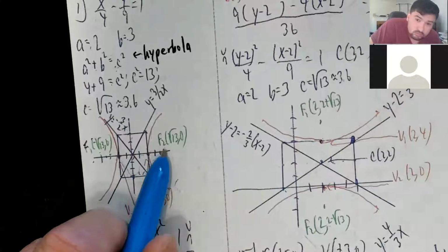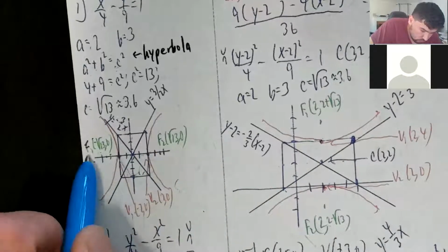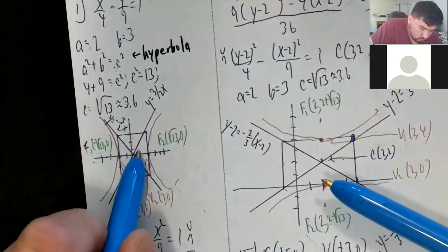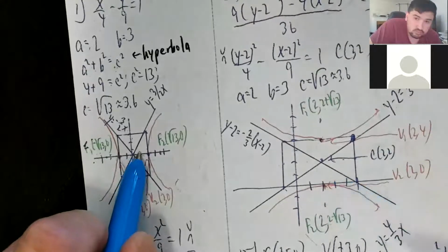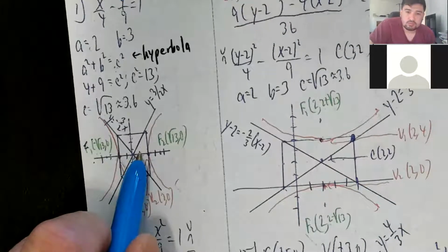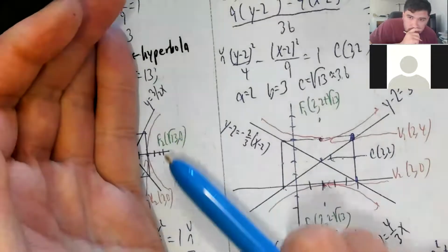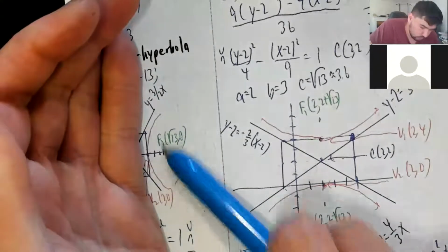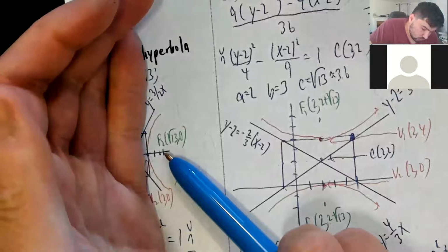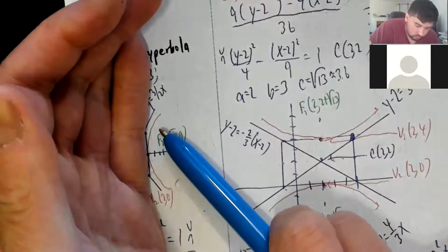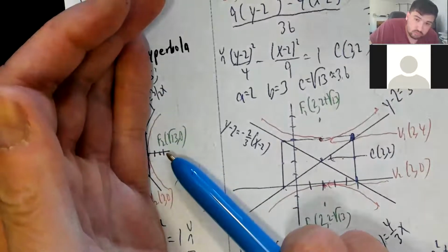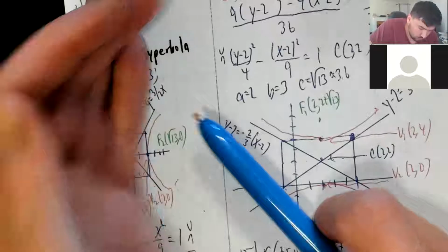Radical 13, 0, negative radical 13, 0. Focus 1, focus 2. Again, for all three shapes, the parabola, the ellipse, the hyperbola, if you look just at a small portion of the graph, it looks like the focus is on the inside of the curve, right? I mean, if I just looked at this, you can't tell whether it's a parabola, ellipse, or hyperbola until you see more of the graph.